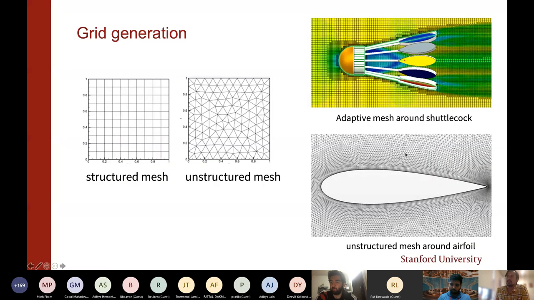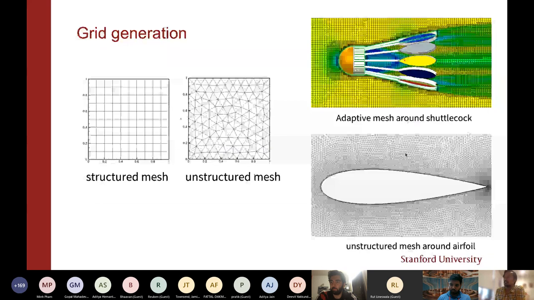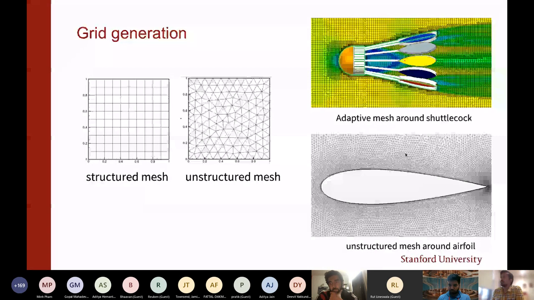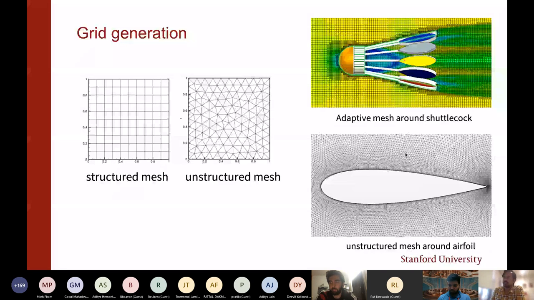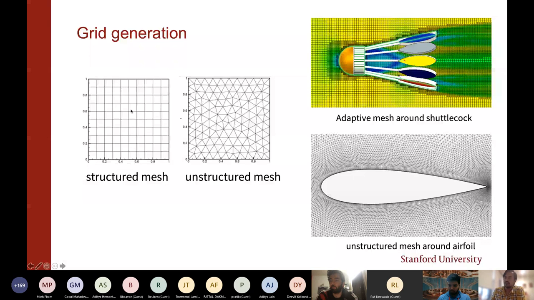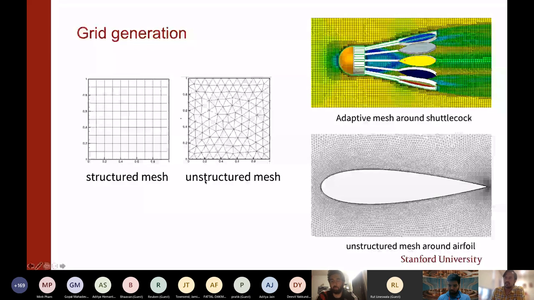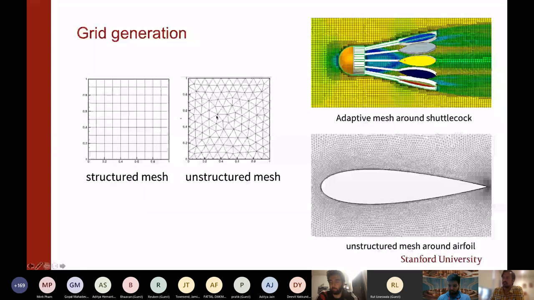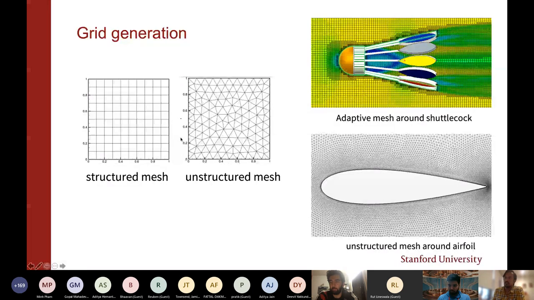These are some of the grids that people use in CFD. For example, the simplest one is a Cartesian grid. It's structured, and the second one that you see here is the unstructured mesh. The way they're differentiated is based on how you store the data. It's not really how the mesh looks. I think that's a bit of a misconception in the community.